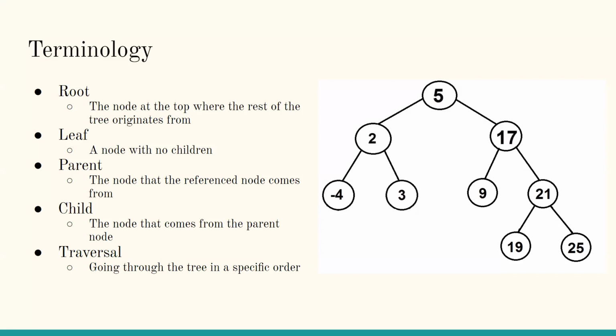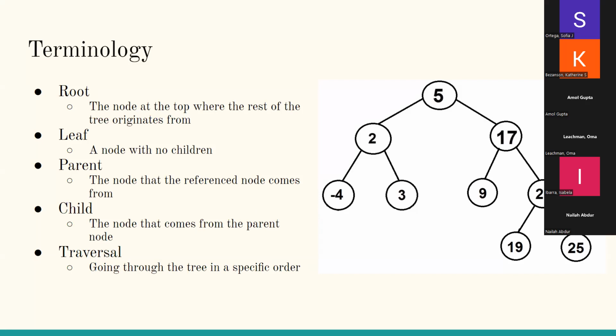So just real quick, Sophia just went over this stuff, so you're gonna just be real quick on this slide. Root: the node at the very top where the rest of the tree originates from. The leaf is a node with no children. The parent is the node that the reference node comes from. So if you were considering node 3, the one with key 3, the parent node would be node 2. And then child is the opposite.